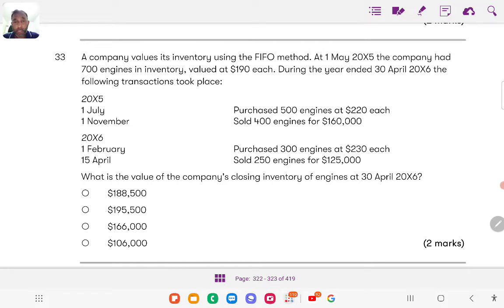1 July, they purchased 500 engines at 220, and then 1 November, they sold 400 engines at 160,000. Remember, when valuing inventory, the sales value is not relevant information for us. On 1 February 2016, they purchased 300 engines at 230, and on 15th April, they sold 250 engines. What is the value of the company's closing inventory of engines at 30 April 2016?